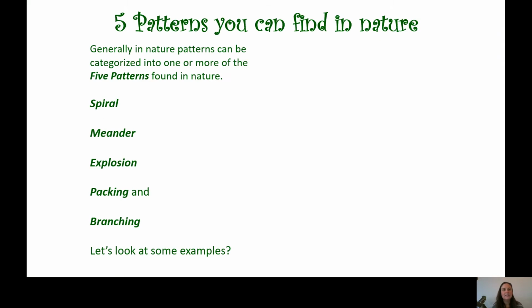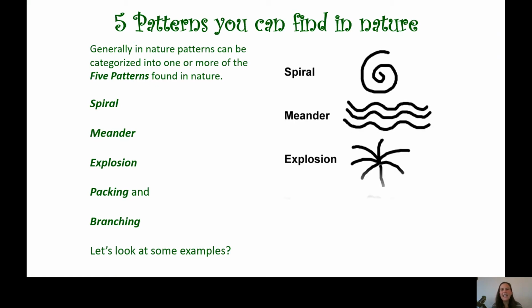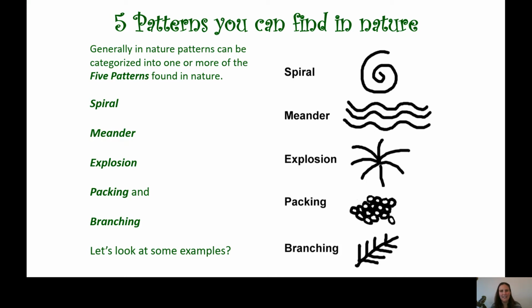So there are lots of different patterns in nature, but generally, there are 5 key patterns that we can find in nature. You might, again, think of some other ones. So there's the spiral, the meander pattern, explosion, the packing pattern, and the branching pattern. And we're going to just have a quick look at some examples.